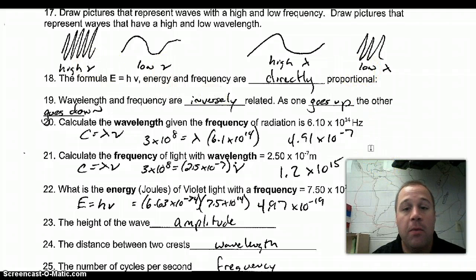That's because if you have a high frequency, you have a low wavelength. They're inversely proportional. Same thing with high wavelength and low frequency. So energy and frequency are directly proportional. Wavelength and frequency are inversely proportional.